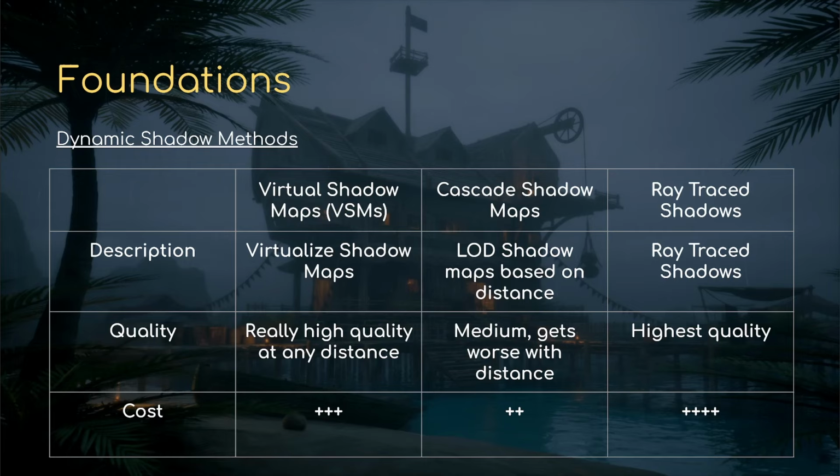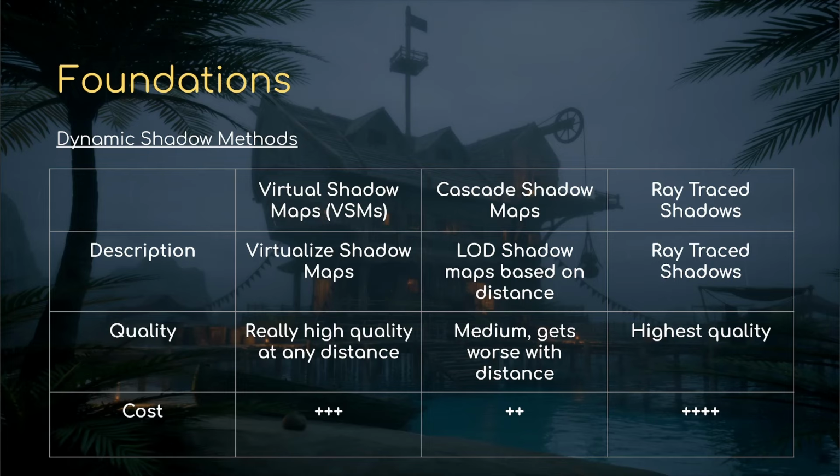And then we have cascade shadow maps, which is the method that was used in Unreal 4. It's basically LOD shadows. You have 3 or 4 shadow maps that get the same resolution, but they cover more the further away from the camera. So the quality of the shadows is better when they're closer to the camera than further away. The quality is alright. It gets much worse with distance, and it's cheaper than virtual shadow maps.